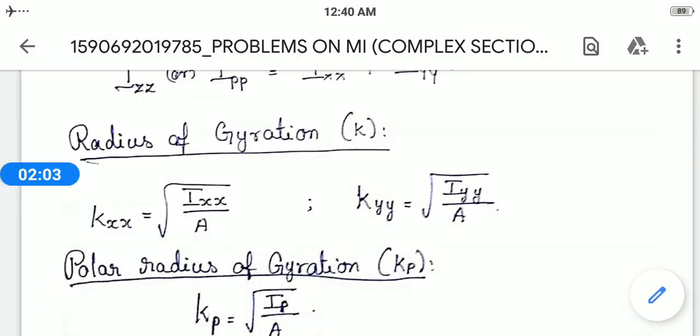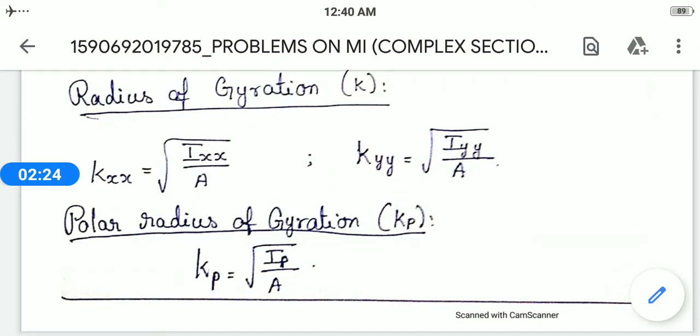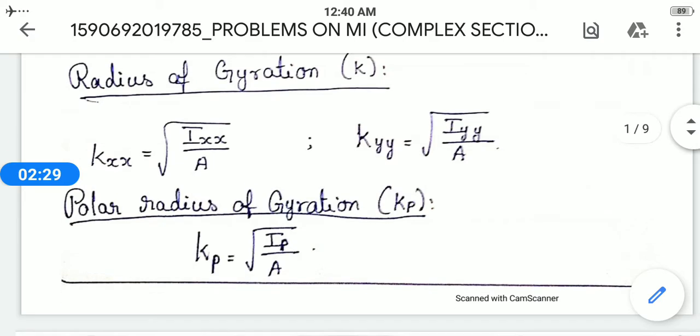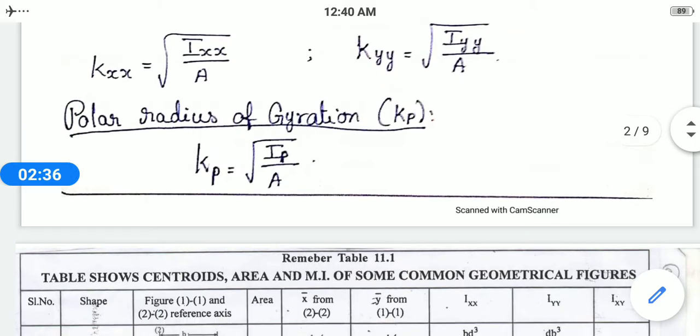Then the radius of gyration, which can be written in two formats, that is k of xx and k of yy, according to the I of xx or I of yy, which is equal to square root of I of xx or I of yy, according to kxx or kyy, divided by a. When they ask for polar radius of gyration, in the place of Ixx and Iyy we need to substitute the value of I of p, which is equal to I of xx plus I of yy. This is the formula for you to recap.